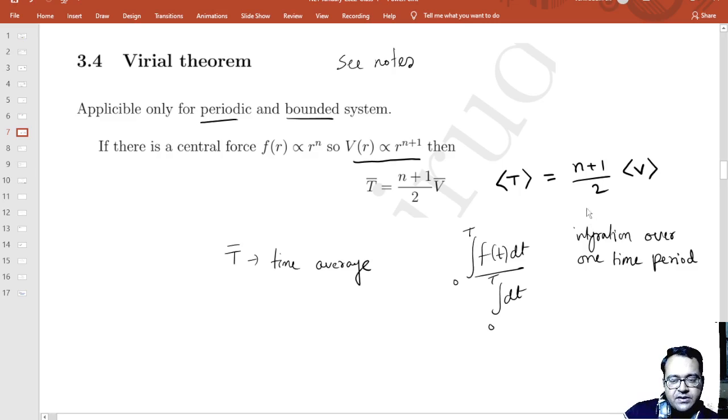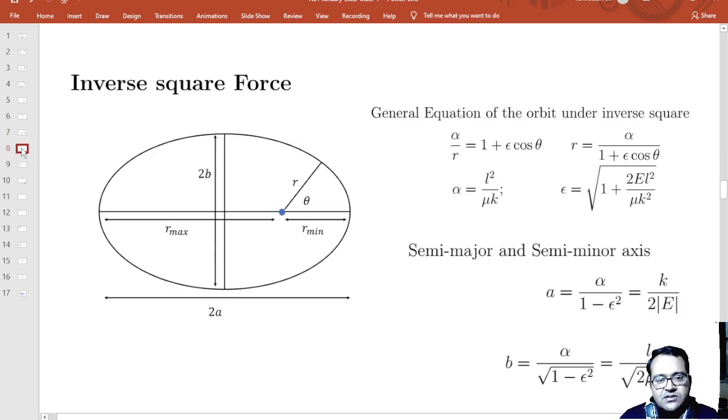Okay, so we will be using this in many problems. The detailed discussion is already there in my notes, so just check that. Okay, so now we'll have this inverse square force discussion.